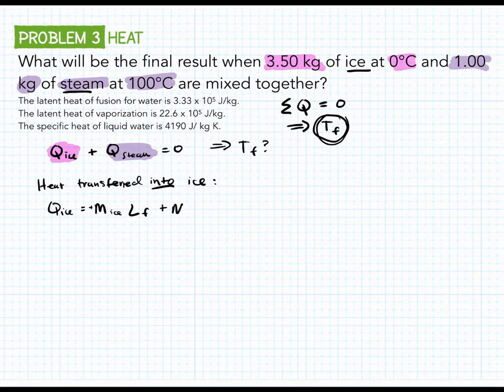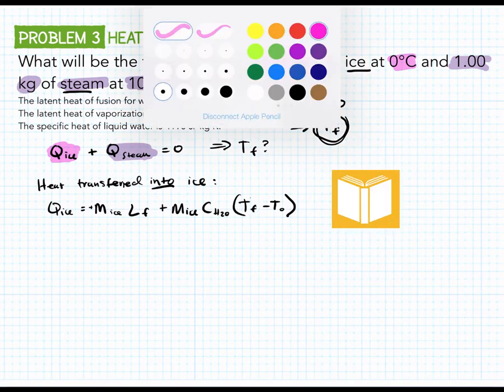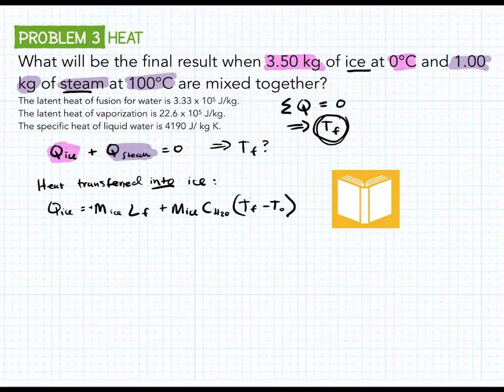And then the melted ice has the same mass as the ice, so we can leave it like that: M ice, C water, and then T final minus T initial, that's our delta T. But remember, we're trying to solve for T final, so we want to write it like this. So this is just our stuff for ice.